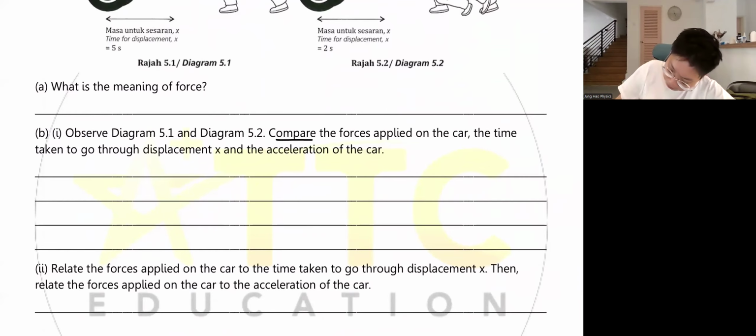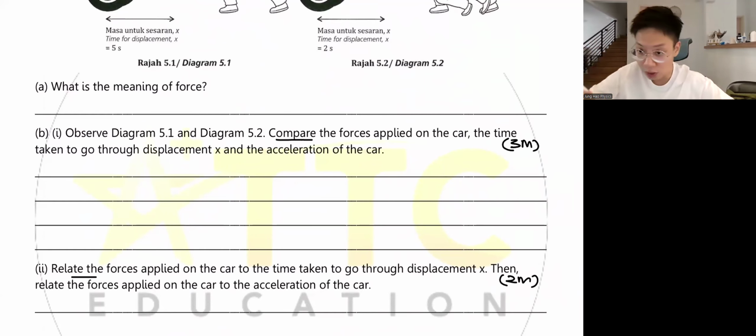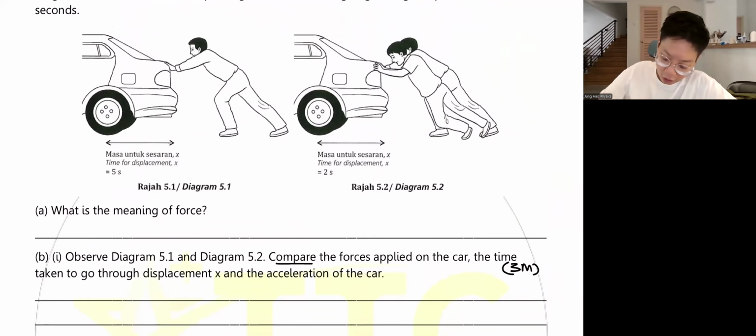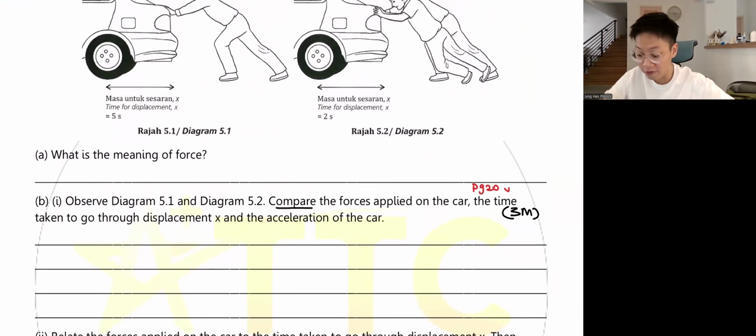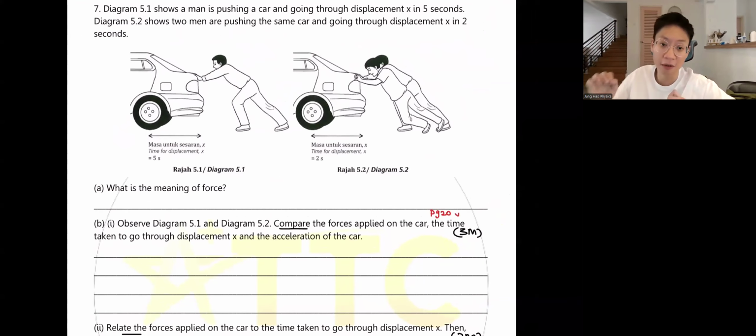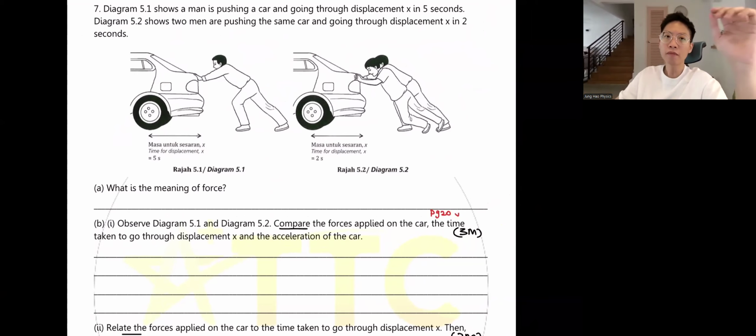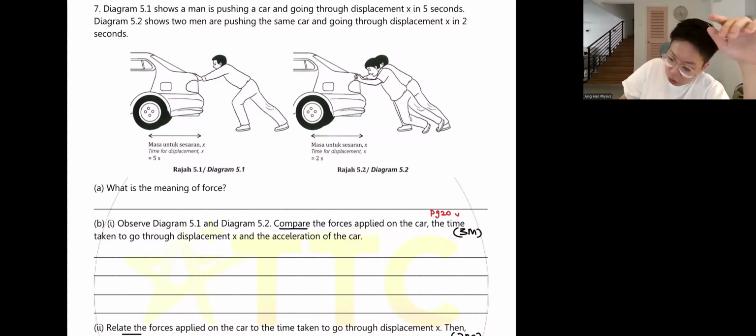So guys, do you see here or not? You have compare, then you have relate. So this is supposed to be 3 marks. This is supposed to be 2 marks. So it's a total of 5 marks. So guys, we're looking at page 20. Those students, if you have never learned this with me, you better listen up properly now. They say that in this picture, a man is pushing a car going through X in 5 seconds. Then this one is 2 men pushing it in 2 seconds.